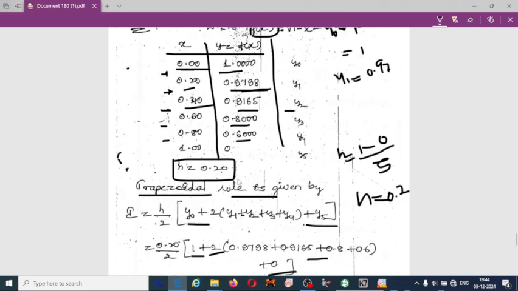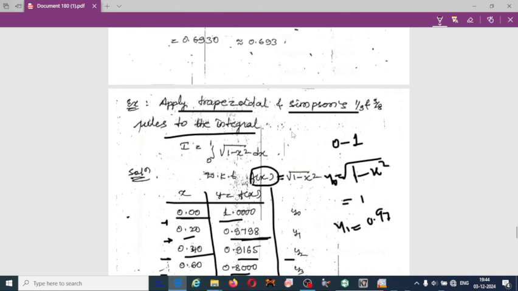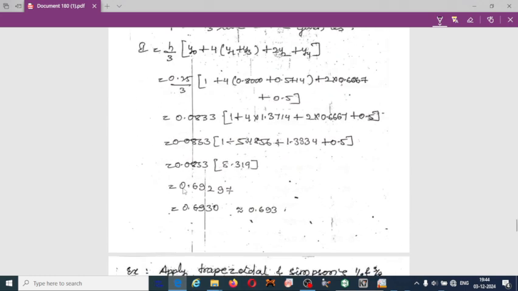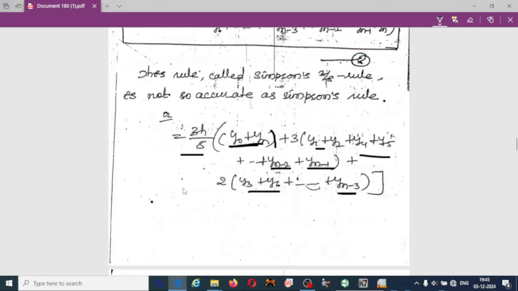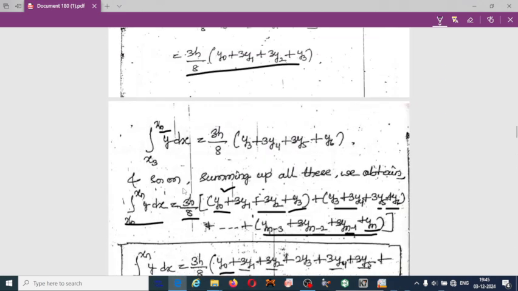So like this you should solve the numerical integration problem. So numerical integration is nothing but getting the numerical value of the given definite integral. So like that you should solve many of the problems. You will get the idea how to solve the problems related to numerical integration.